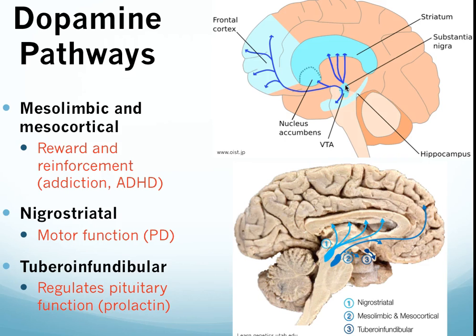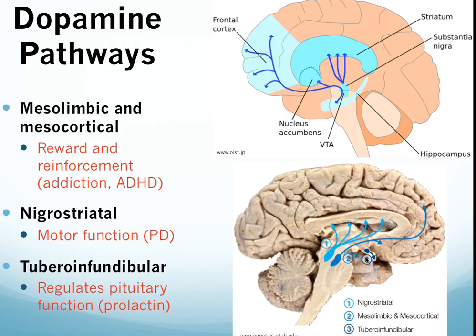The last one is the tuberoinfundibular pathway. This one we're really not going to talk about too much because it's a little bit more specific. You can see it's a kind of a short projection here. Down here at the base of the brain and the ventral surface, you have the pituitary gland. Now this is an endocrine gland that's super important. It actually regulates lots of stuff.